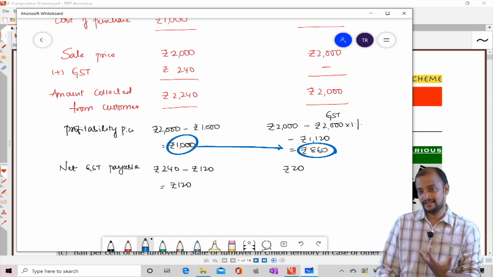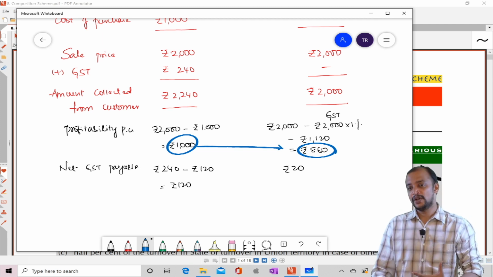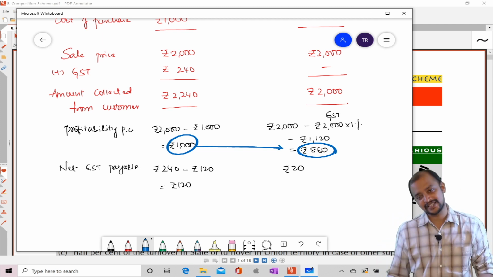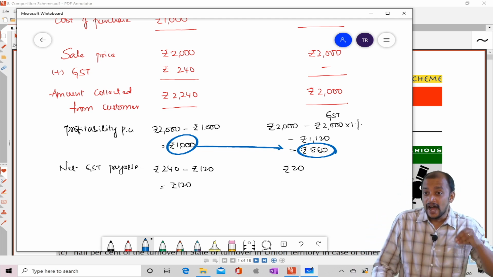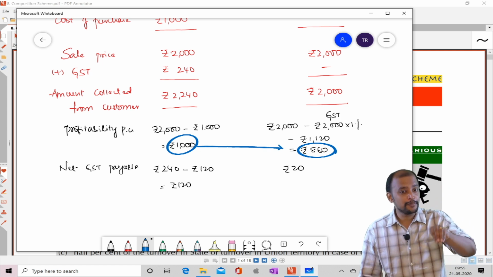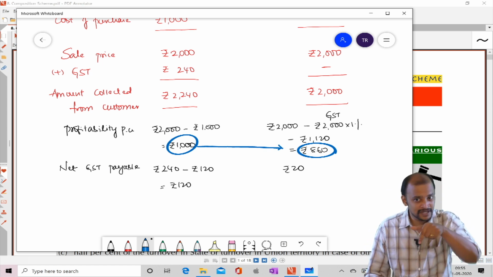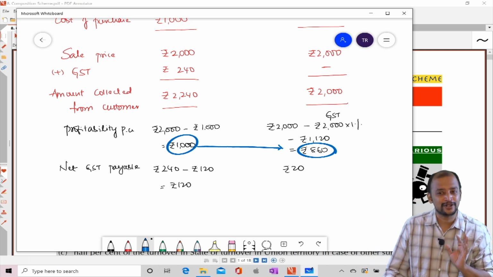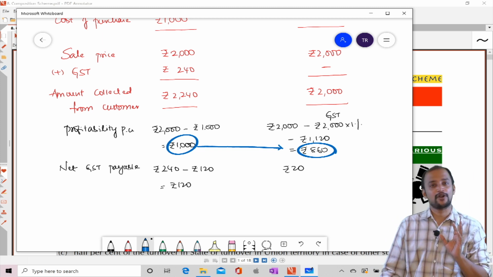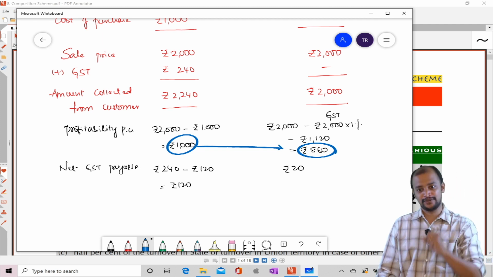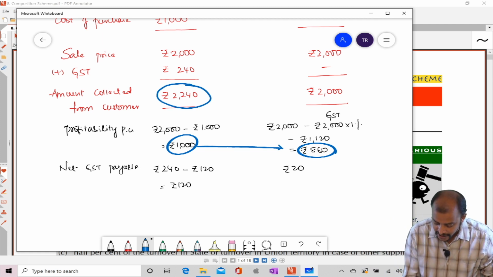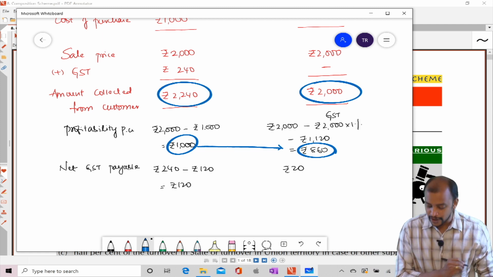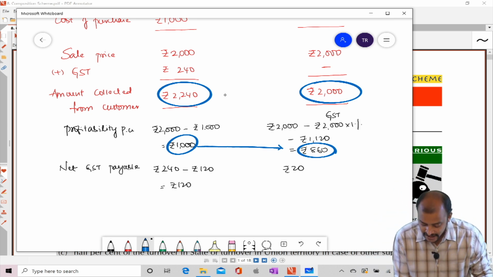Then sir, what is the advantage? Why the hell do I need to go for the composition scheme? Very simple, dear. Because I am going into the composition scheme, you are the consumer here. What happened to your cost? The cost has come down. From 2240 rupees, it has come down to 2000 rupees.